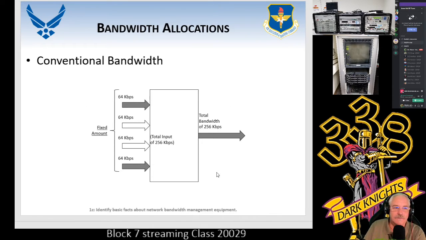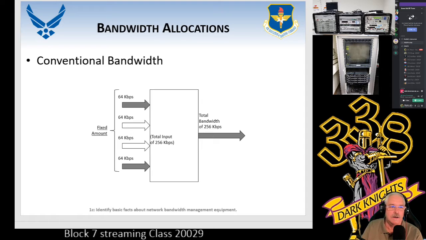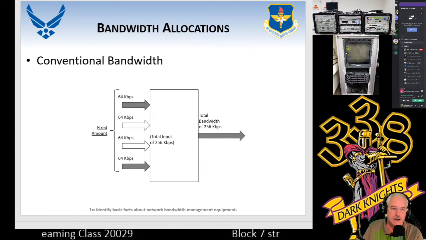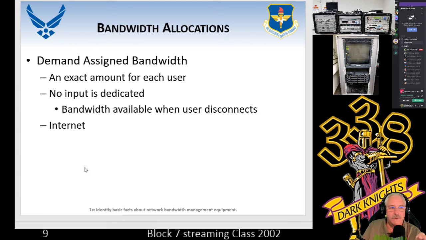If you can see in this diagram here, we have 4 users or channels, and each one of them has 64K of bandwidth. That's a grand total of 256K. But in our case, only 2 of the channels are being used, but you still have 256K coming out. So you're losing a lot of bandwidth. Next we have demand assigned.